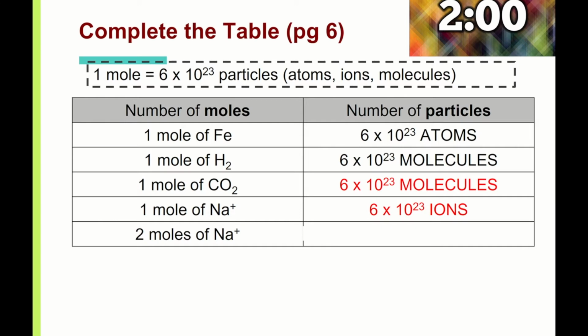So if I say 1 pair of Na plus, it means two individual Na plus ions. If I say 1 dozen of Na plus, it means 12 Na plus ions. If I say 1 mole, it's 6 times 10 to the power 23 ions. So if it's 2 moles, how? If I give you 2 moles of Na plus, you will multiply by 2, and you'll get 1.2 times 10 to the power 24.